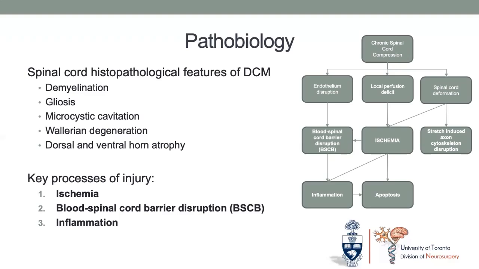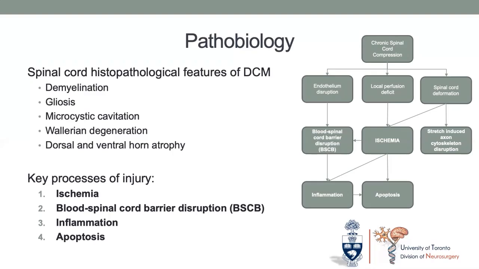Finally, the chronic ischemia, the inflammation, and the disruption of the blood spinal cord barrier, through a cascade of intra and extracellular events, leads to programmed cell death in the neurons and the oligodendroglial cells. And as you can see in the figure here, ischemia mediates all of these processes independently and can lead directly to apoptosis as well.